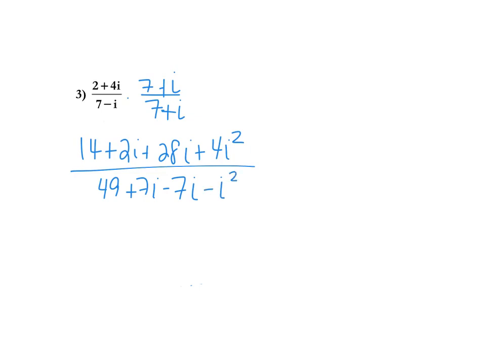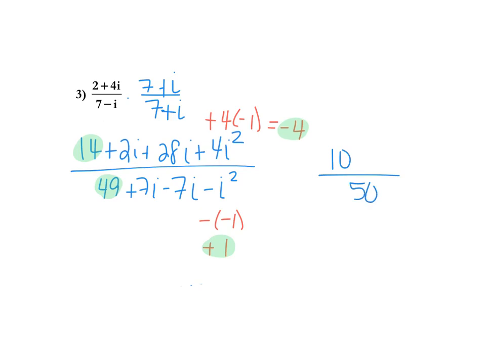Remember that the whole point of multiplying by the complex conjugate is so that you do not have i's left in the denominator. Do not start canceling things. Do powers of i instead. So this is plus 4 times negative 1, which is negative 4. And this is minus a negative 1, so that gives me plus 1. So I have to add the real parts together in the numerator and the real parts together in the denominator. So that gives me 10 over 50.